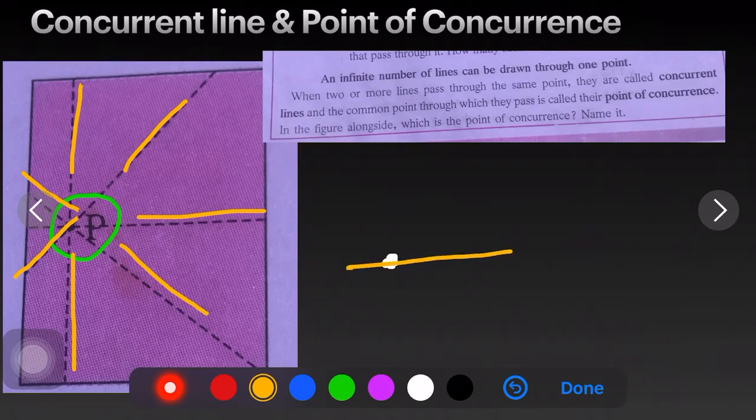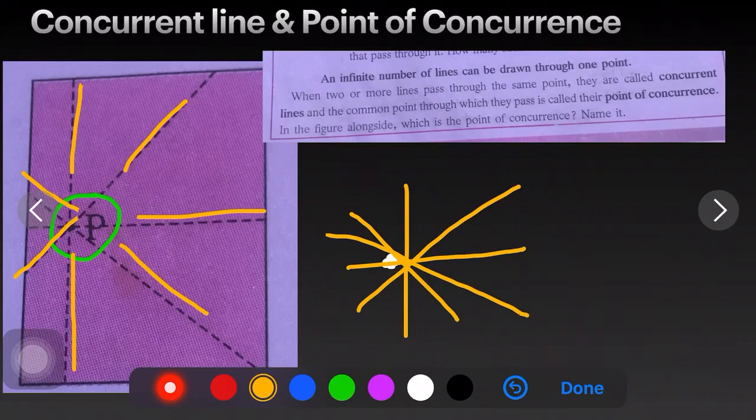And the common point, as you can see this point P, the common point through which they pass is called their point of concurrence. In the figure alongside, which is the point of concurrence, can you name it? Yes, students, point P is the point of concurrence.